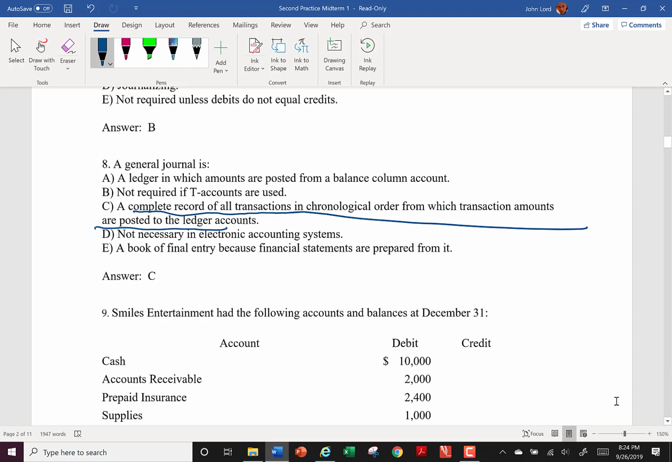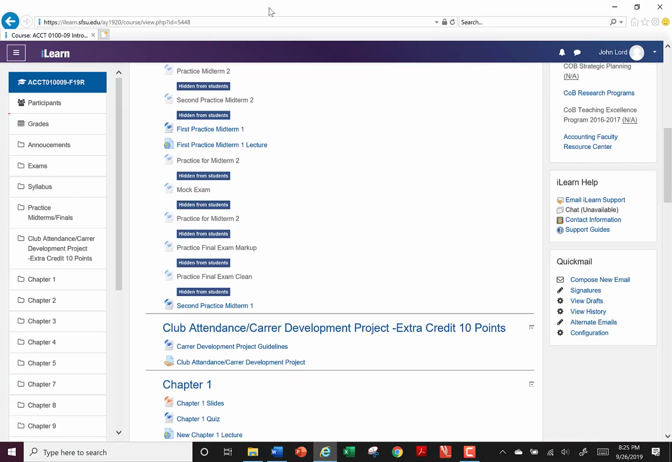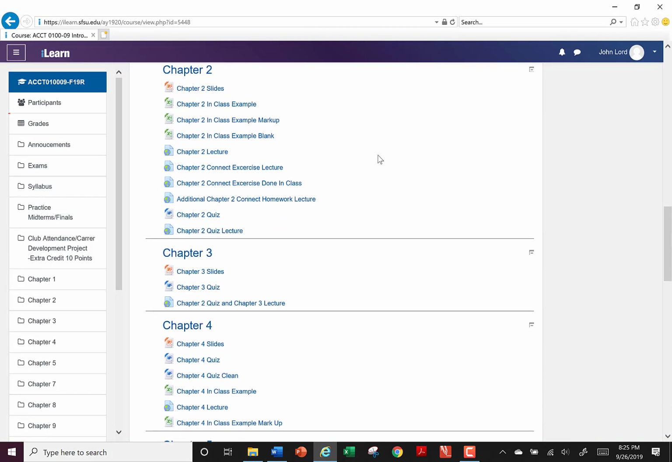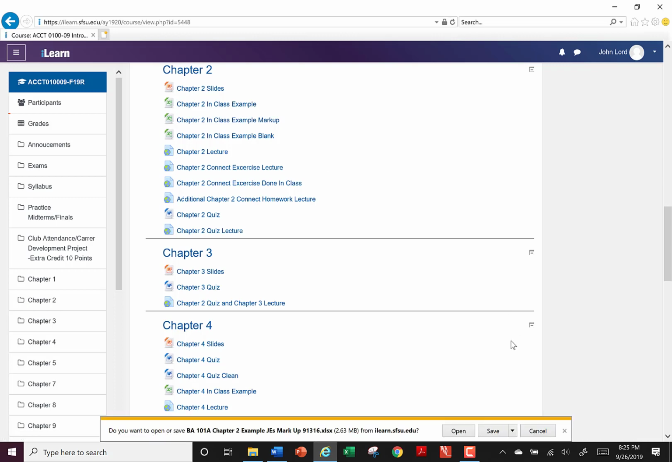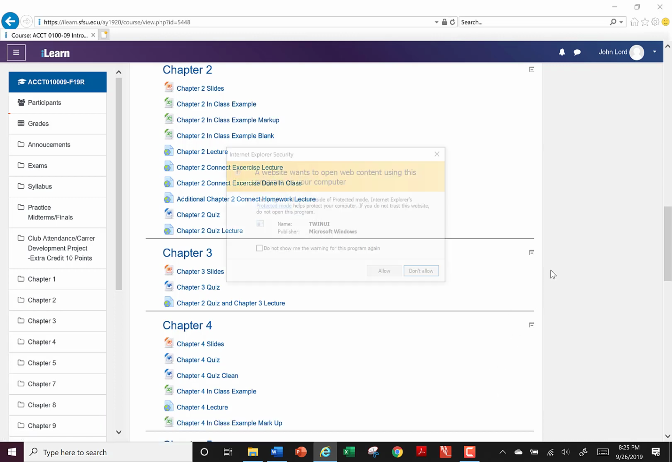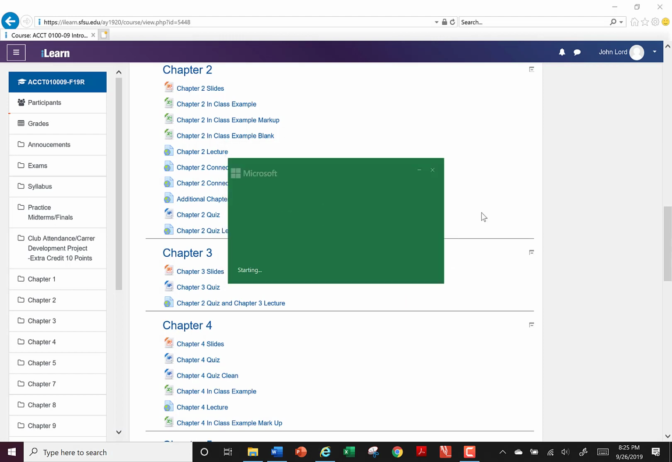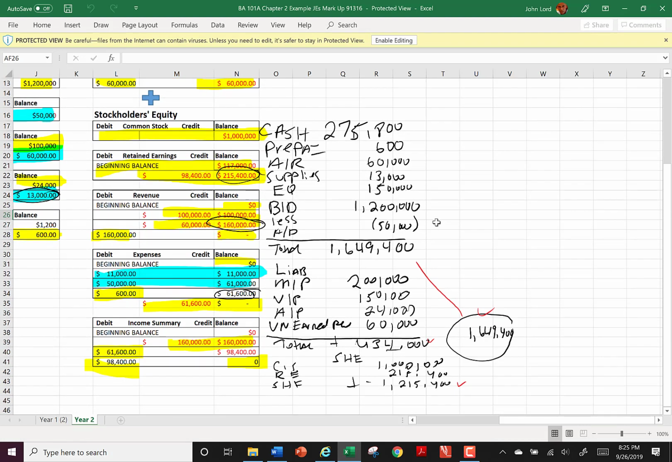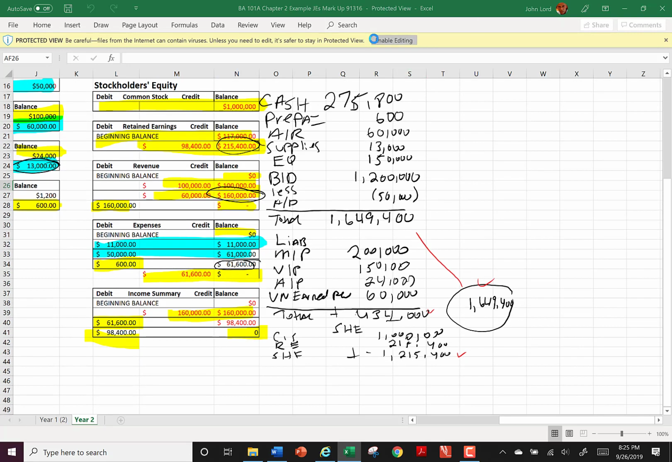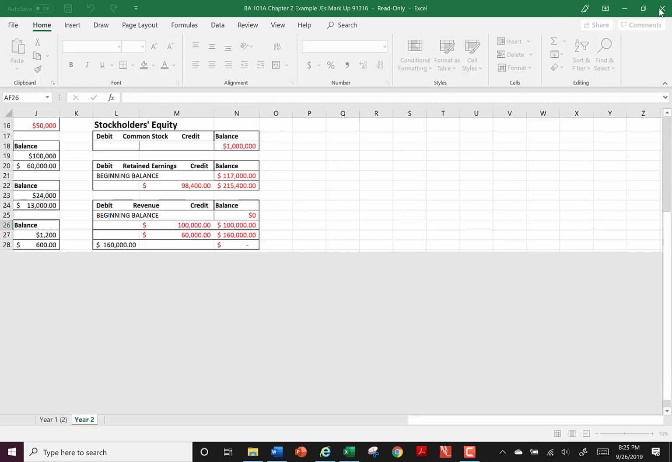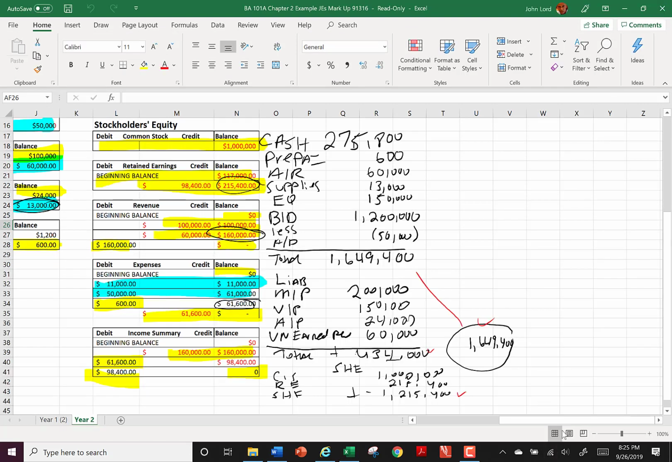In fact, I think I got iLearn open. Under Chapter 2, you've got the example, which is what I handed out to you. You've got it marked up, in case your hand was tired that day and you didn't write down everything that I asked you to. It's in there written down. You should have written it down that day, but if you didn't, it's there. Okay, that's the marked up version.